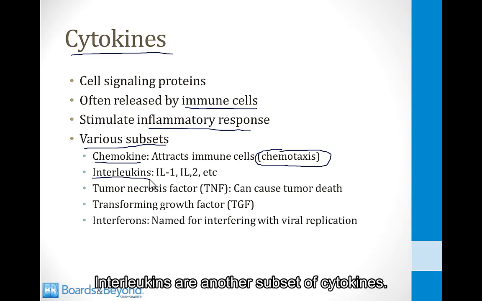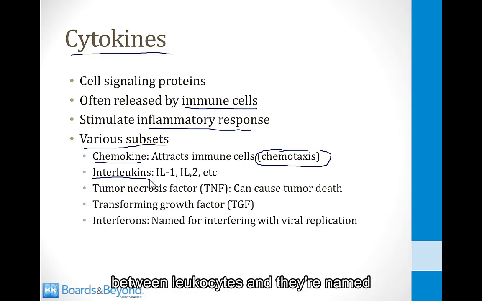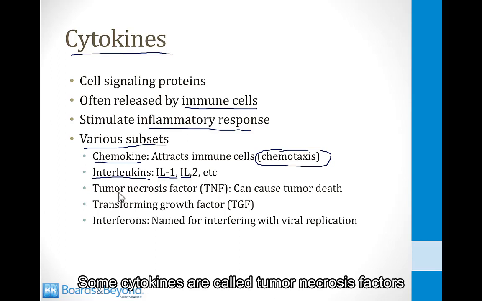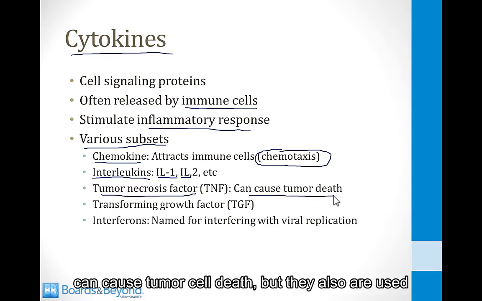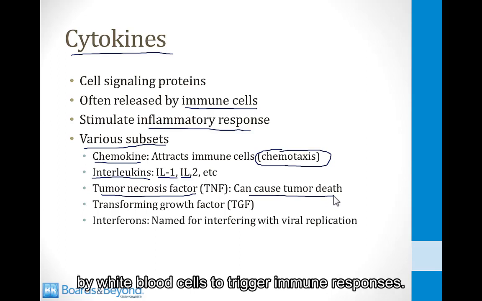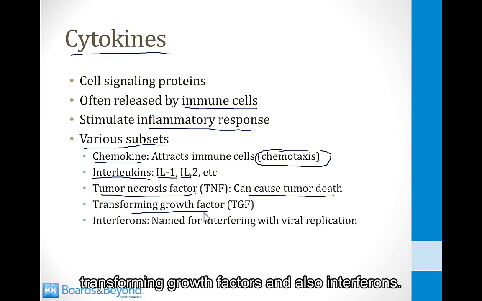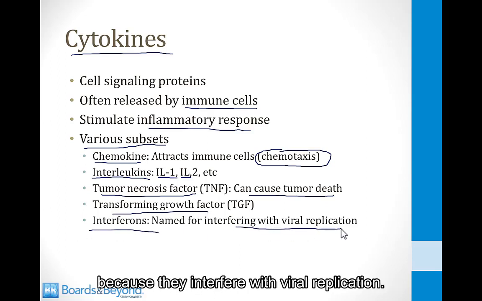Interleukins are another subset of cytokines. They were given this name because these proteins travel between leukocytes, and they're named with numbers like IL-1 and IL-2. Some cytokines are called tumor necrosis factors, and these were named because they can cause tumor cell death, but they also are used by white blood cells to trigger immune responses. And then other cytokines are called transforming growth factors and also interferons. The interferons got their name because they interfere with viral replication.